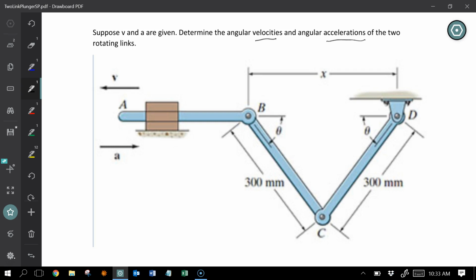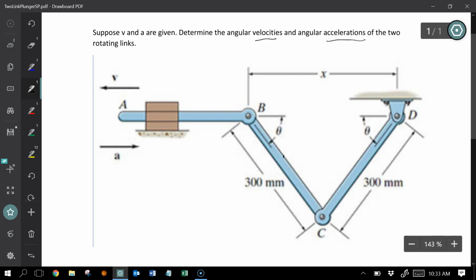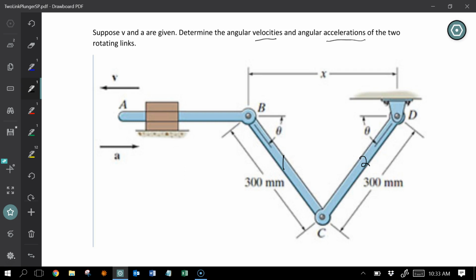Okay. Step one on special points is identify the rotating bodies. This body here is rotating. I'm going to call it body number one. This body over here is also rotating. So there are two rotating bodies. The next step is to identify the special points.